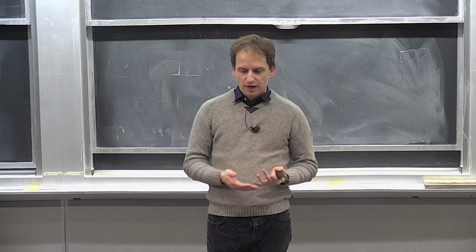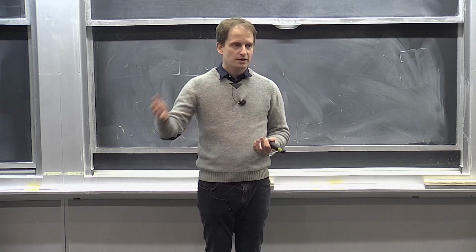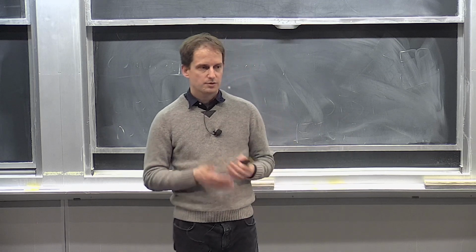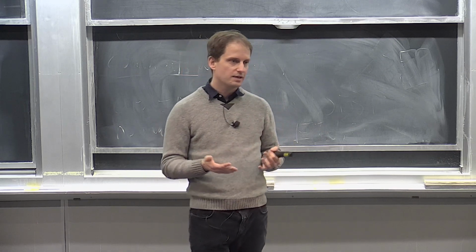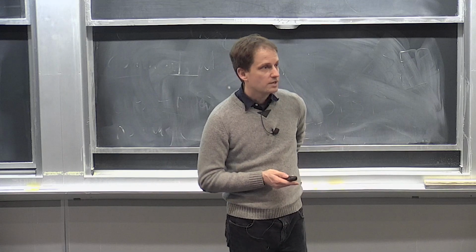That is to say, if I prefer option A over option B at time 0, that implies that I also prefer option A over option B at time 1. So that essentially is another way to say that the exponential discounting factor implies time inconsistency. Any questions about that?